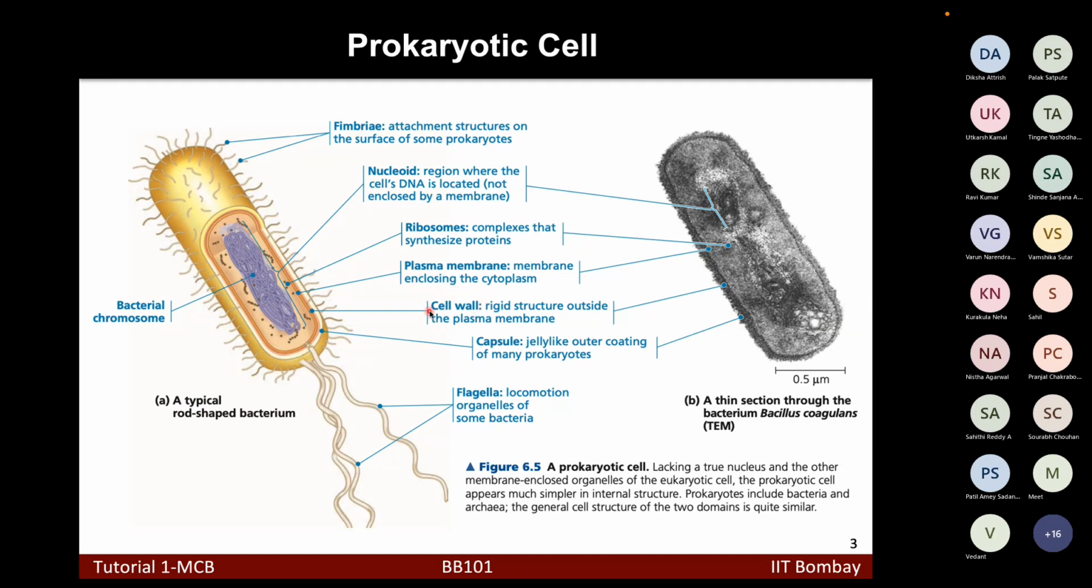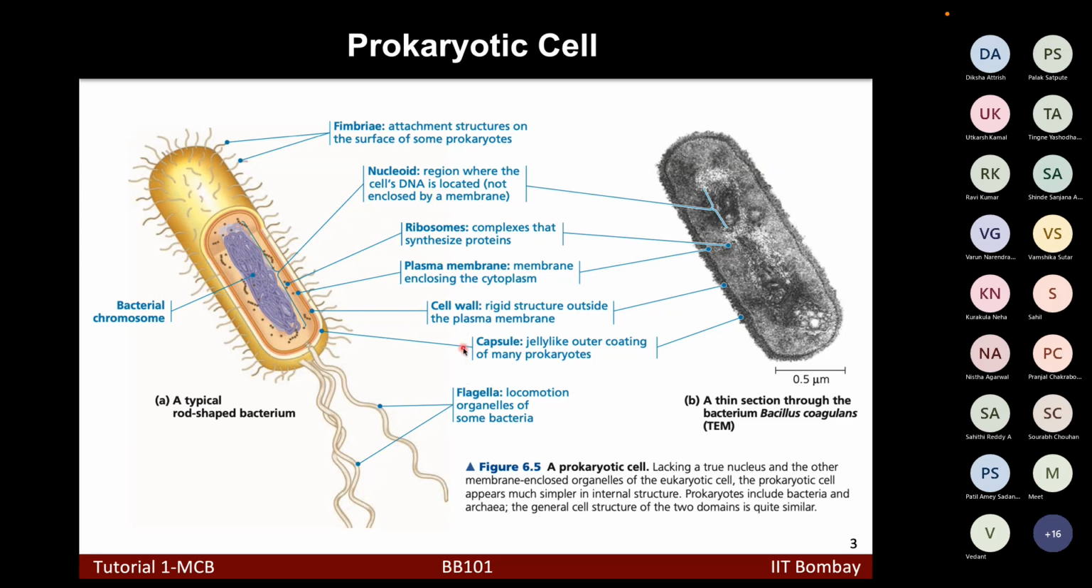Now, the cell wall is present in certain kinds of eukaryotic cells as well. For example, plant cells have a cell wall, as do fungal cells. So the cell wall is not a unique feature of the prokaryotic cells.